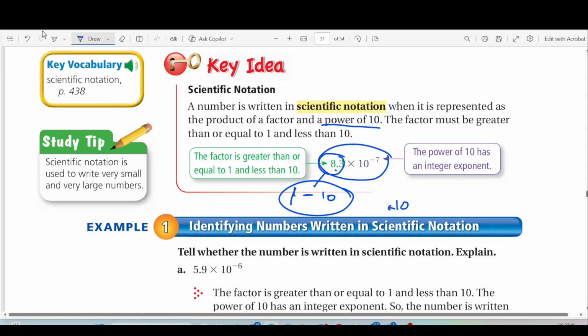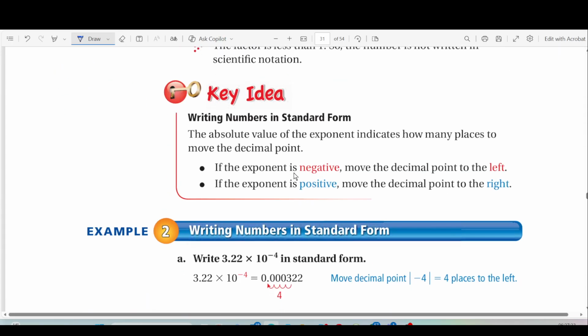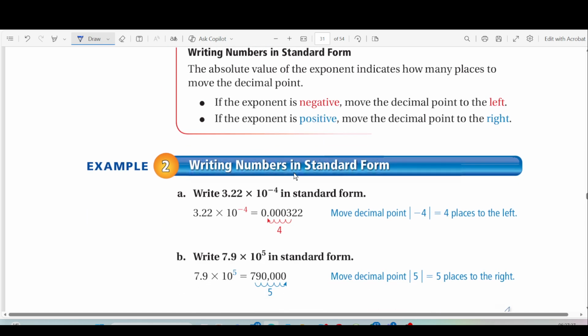So scientific notation is used to write very small or very large numbers. Like this number, 10 to the power negative 6 means it is a very small number, right? When there is a negative power, it means it is a very small number. When there is a positive power, that means it's a large number, big. So if the exponent is negative, we move the decimal to the left.